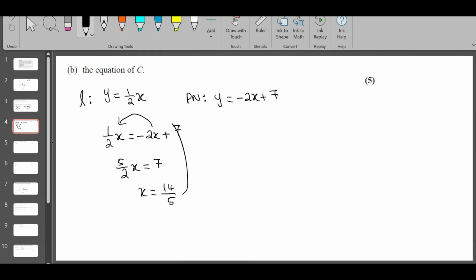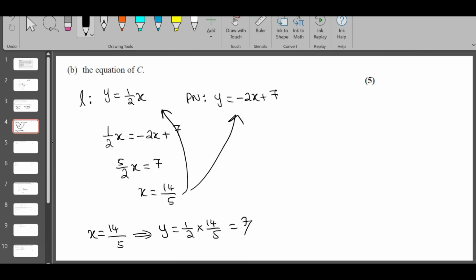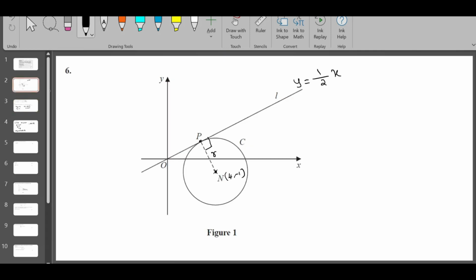Sub in x into any one of these equations to get the y coordinate. I'm going to sub in into the first equation. y is half times x, which is 7 over 5. So we got the point 14 over 5, 7 over 5. Now actually the distance between P and N is the radius. But when we write the equation of the circle, we need r square, right? a, b is the center. So we are going to find r square using the distance formula.